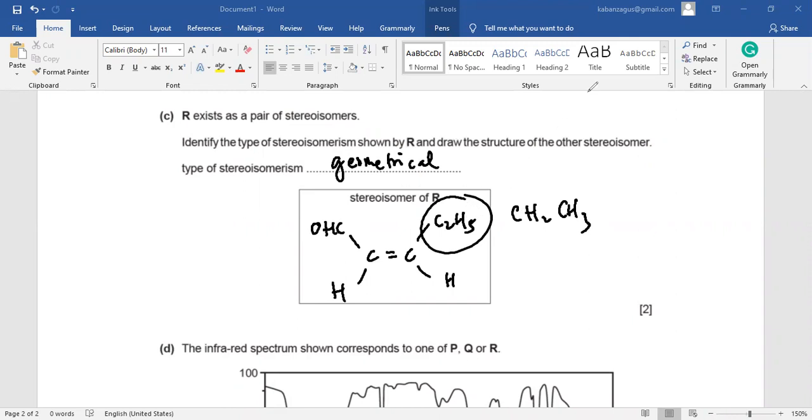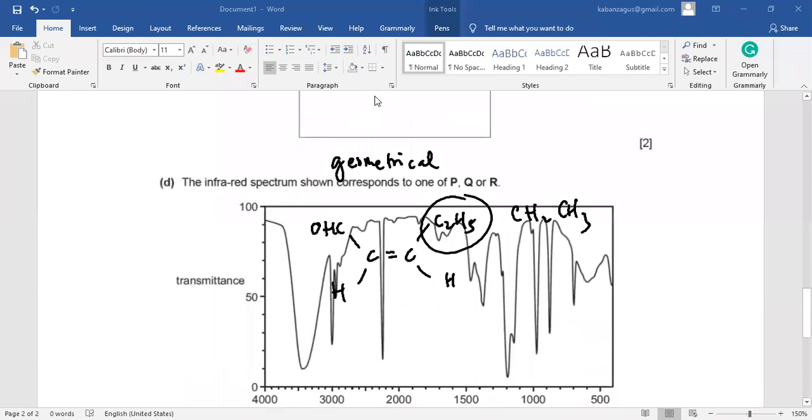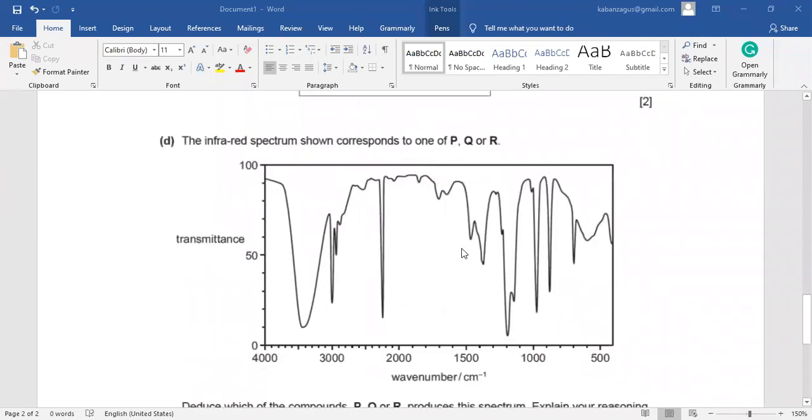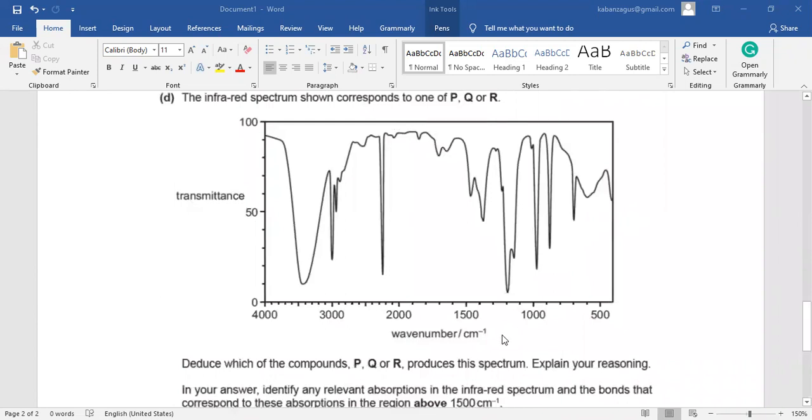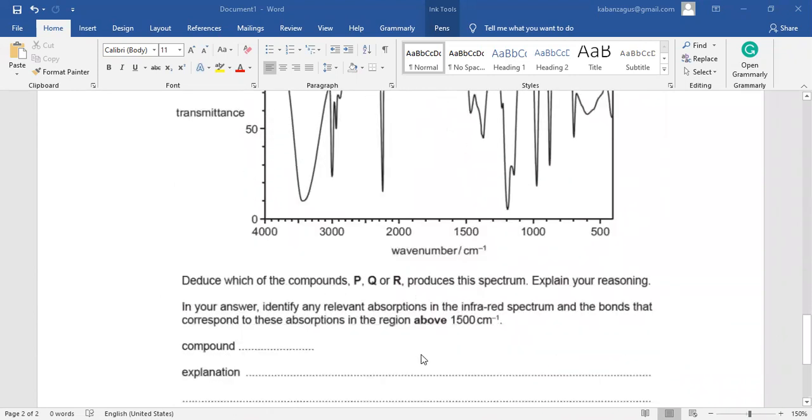Okay, next, it's quite interesting. Many students struggle with this FTIR structure. It says the infrared spectrum shown corresponds to one of P, Q, and R. So we have these structures. Which of the compounds P, Q, or R is producing this spectrum? Explain your reasoning. In your answer, identify any relevant absorptions in the infrared spectrum and the bonds that correspond to these absorptions in the region above 1500 cm-1.